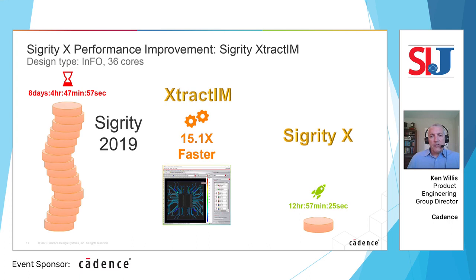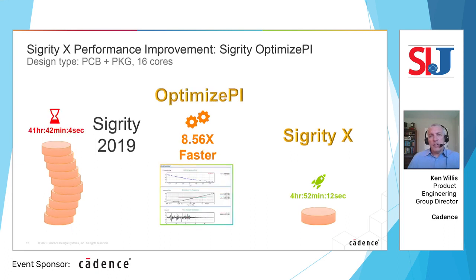For this in-package extraction with Extract IM, we use 36 cores. This originally ran well over a week, 8 days and almost 5 hours. But with Sigrity X, we're able to do the same extraction in about a half a day, a speed up of around 15x. This case was for a decoupling cap analysis with optimized PI.